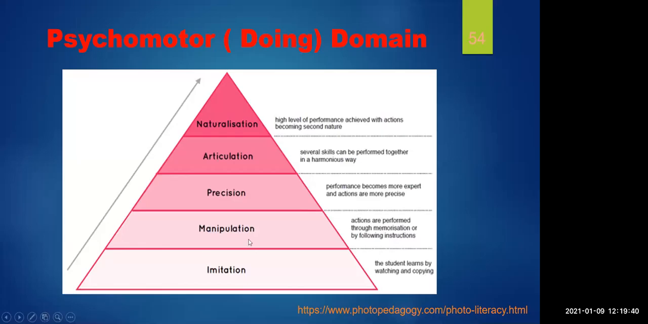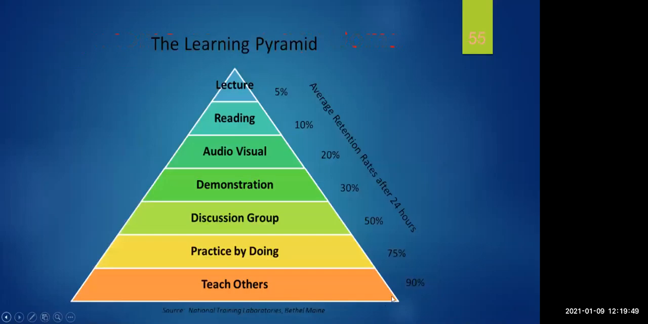These are the pedagogical terms used in Bloom's levels. And I think only 20 minutes are left, right? So let me rush it up.